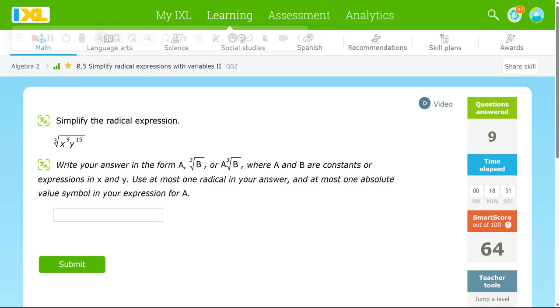Alright, so now the negative sign is still there. The cube root of 512, that's the number 8. And then x to the 9, you divide by 3, because this is the cube root. Y to the 18, you divide by 3. So you come out with negative 8, x cubed, and then y to the 6. This is an odd root, you don't have to worry about the absolute value sign.